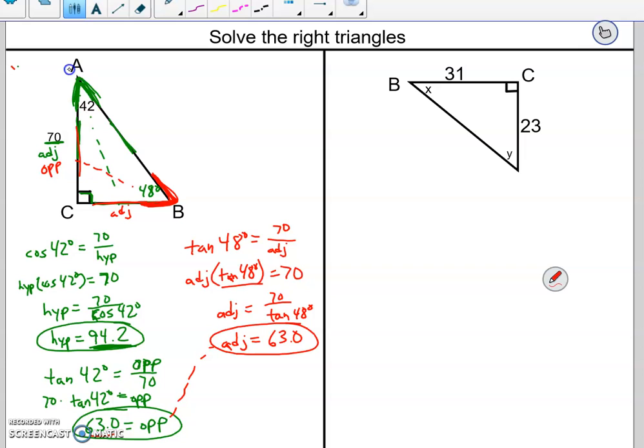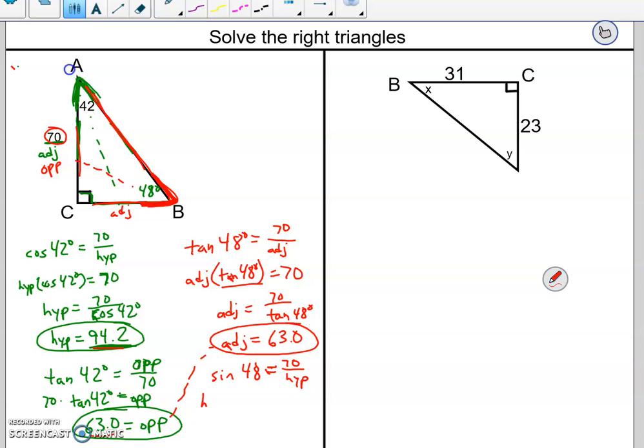Let's do the same thing using 48 as our reference angle, trying to find the hypotenuse. We already knew it was about 94.2, but we should be able to do it this way as well. I would set that up using sine, because I already know for sure the opposite side from 48, and I'm trying to find the hypotenuse. So I could say that sine of 48 is opposite, which is 70, over hypotenuse.